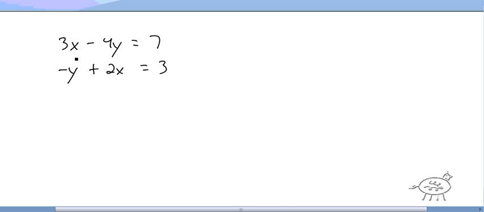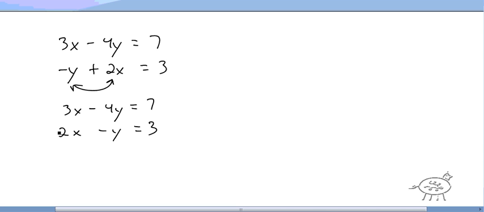So you literally just move things around. I'm going to flip these two around because I like my x first. So I'm going to rewrite the top one, 3x minus 4y equals 7, and then 2x minus y equals 3. Now it's all in order. But notice the negative went with the y and the positive went with the 2x. Make sure signs are good.